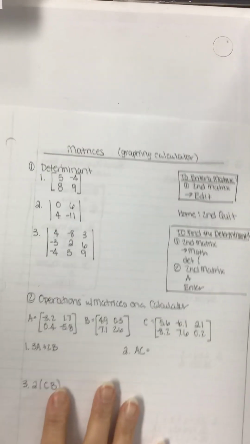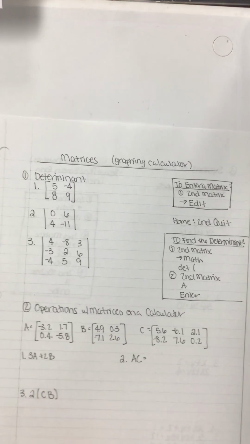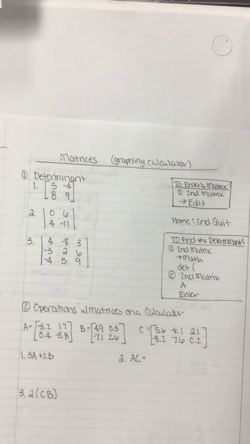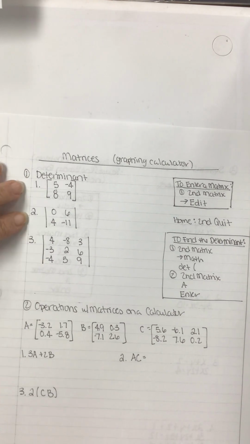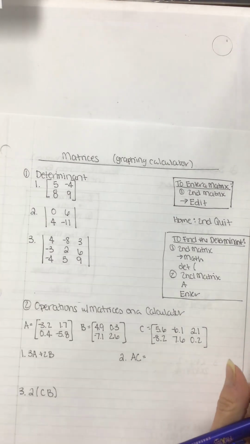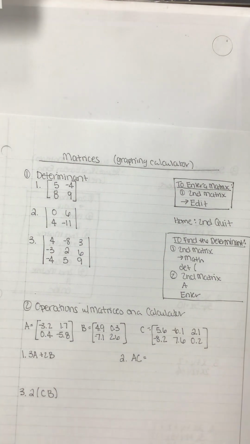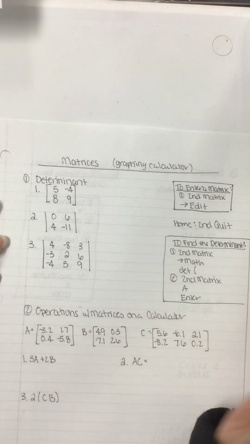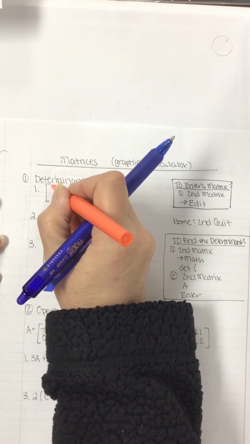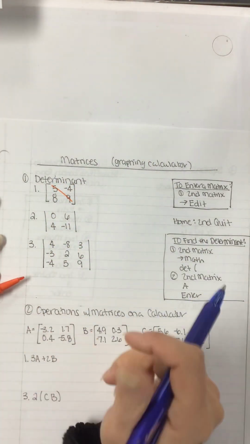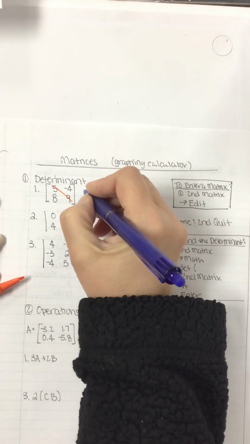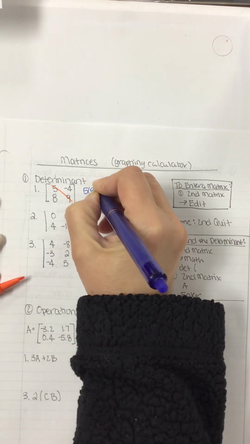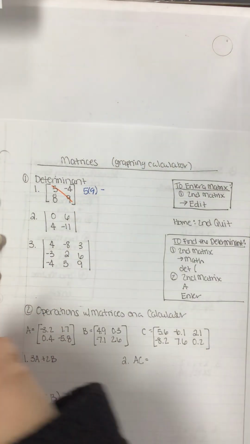So looking at matrices on the calculator. So first of all, the determinant. These first two we're going to actually do by hand because it's faster. So the determinant is the difference between your diagonals. So here, that's what a diagonal is, right? So you multiply diagonally, 5 times 9, and we subtract the other diagonal.